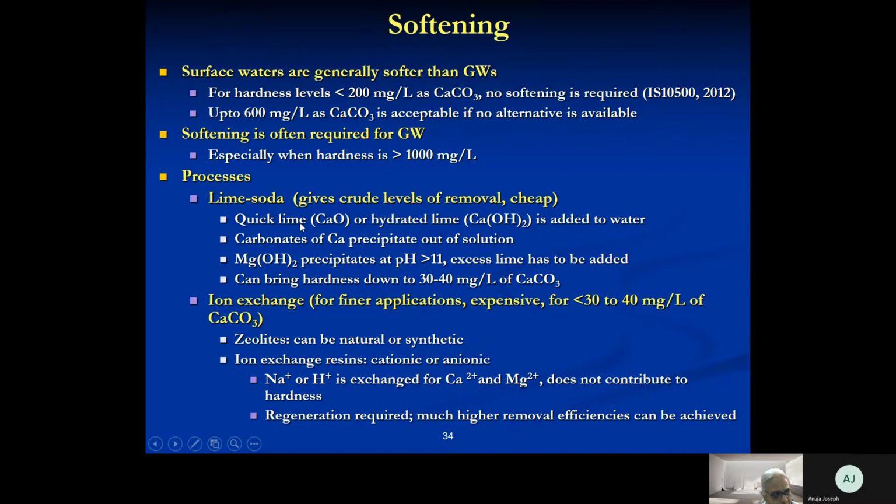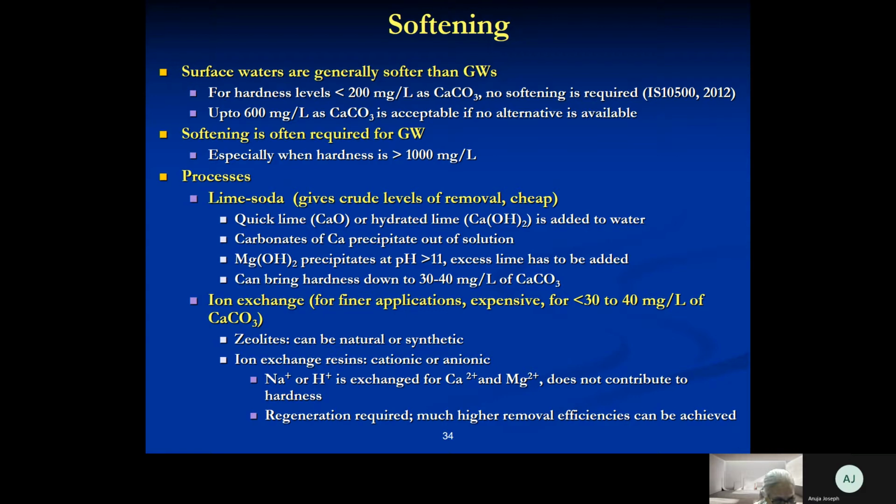So the oldest method for softening water is lime and soda. It gives crude levels of removal. It's like alum. It gives you very crude efficiency, but it's good enough to meet drinking water standards, and it is really, really cheap. Okay, so lime and soda is the most common, I would say the most popular option for softening hard water. The other option, ion exchange, is useful when you have finer applications.